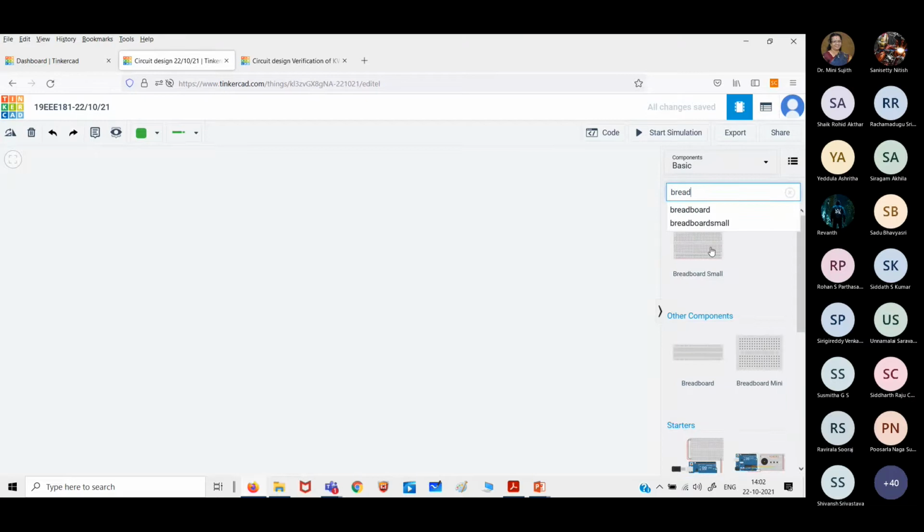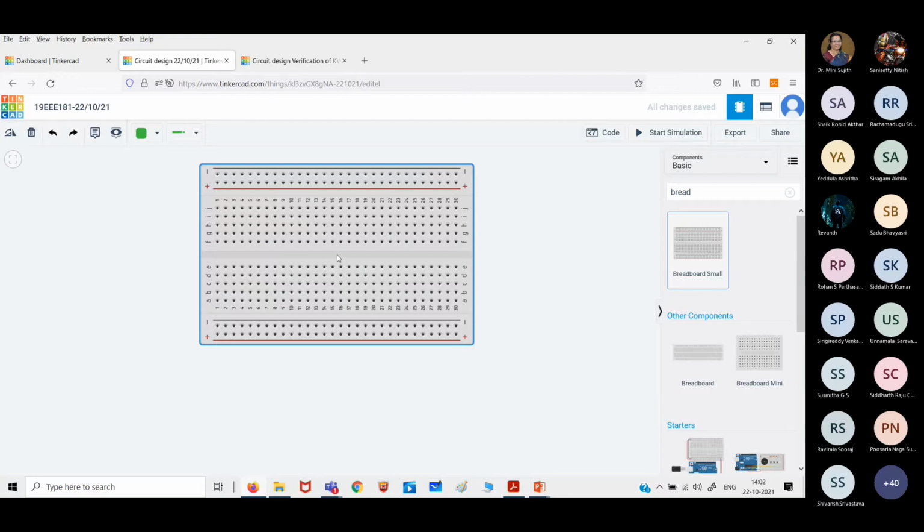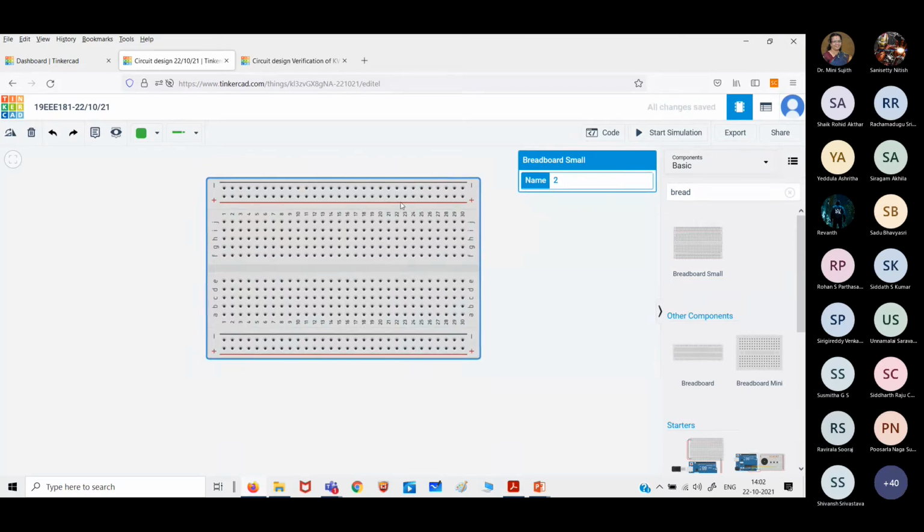There are varieties of breadboard again. You have a larger one, a very small one, and the regular size, which is called breadboard small. Try to use that. I think for our experiment today it is sufficient. So click it and drag it. Done, everyone? Yes, ma'am. So before getting other components and devices, let me explain the breadboard.